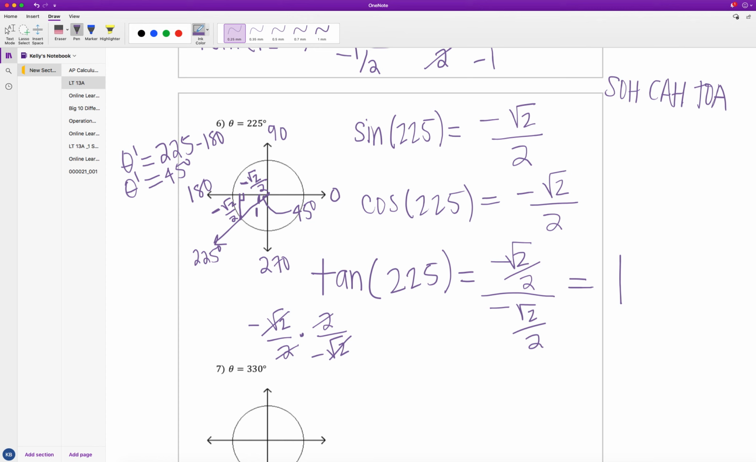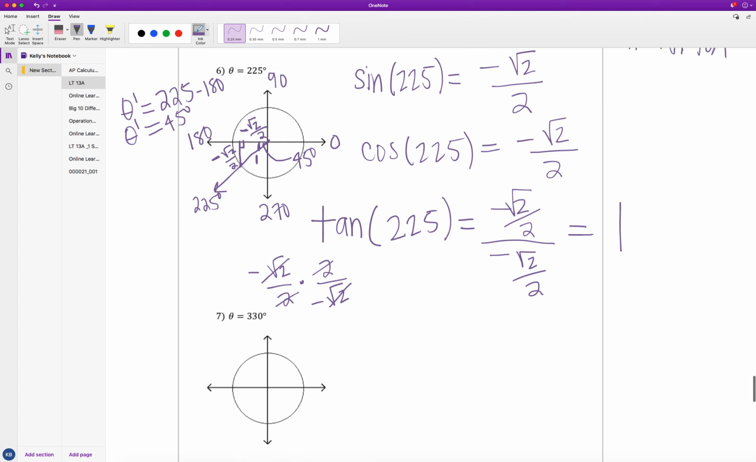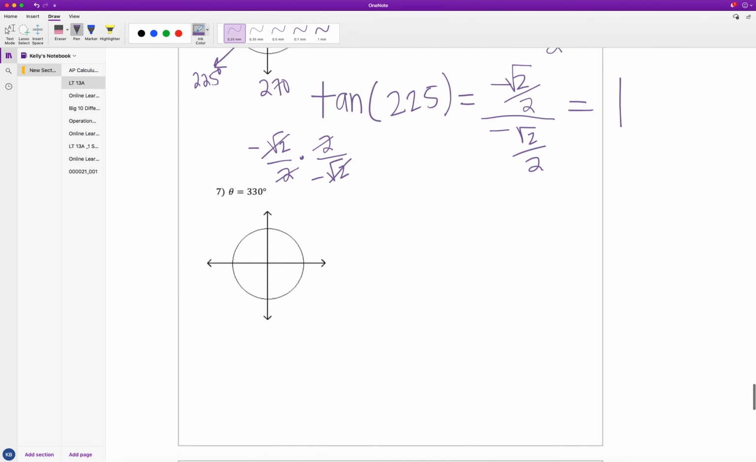Okay, we've got one more example. You can probably guess it's going to be in quadrant 4. So let's look at what happens if I have theta being 330 degrees.